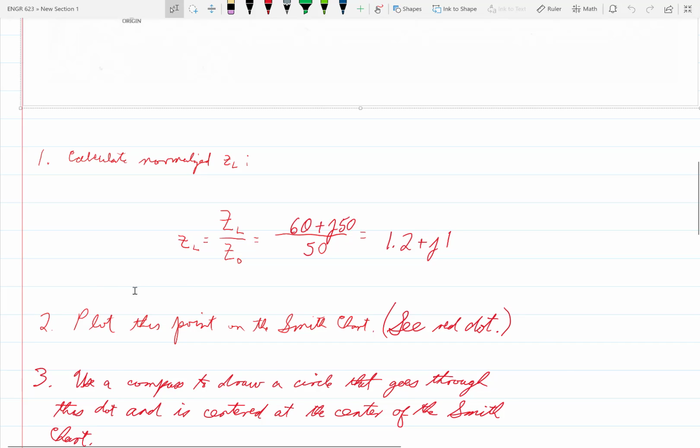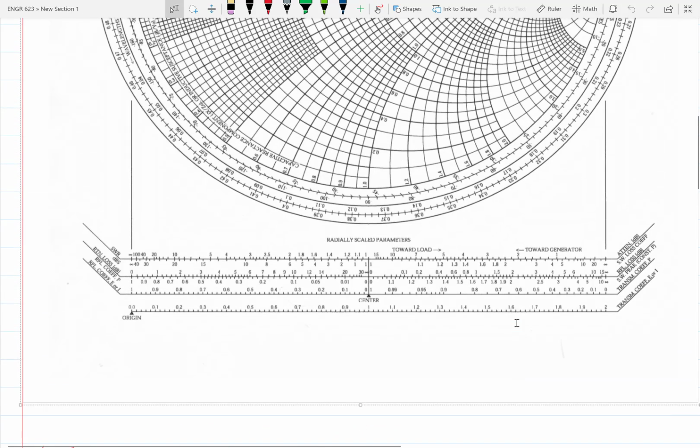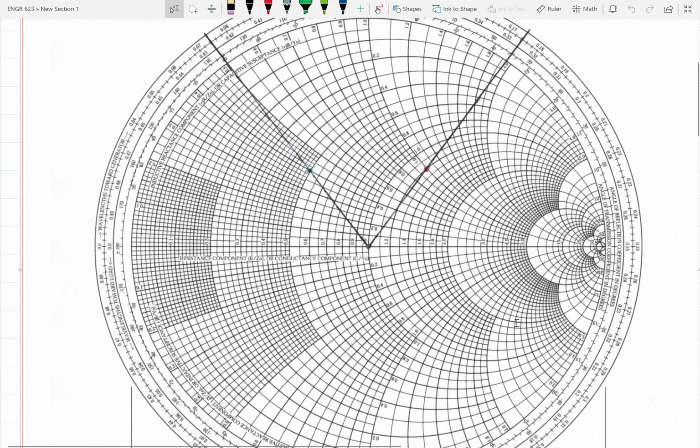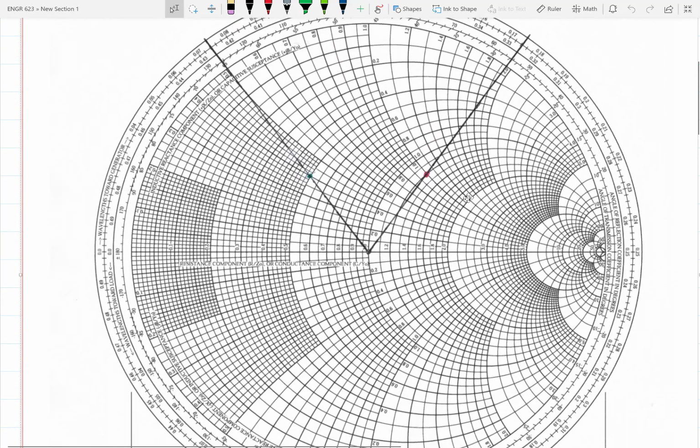And so the first thing that we will do with the Smith chart is to plot that point on the Smith chart, and that has been plotted with a red dot. So if you come up here, remember it was 1.2 plus j1, so you can see the 1.2 and the plus j1, and so you see the red dot here. And that's the first thing that we plot on the Smith chart.